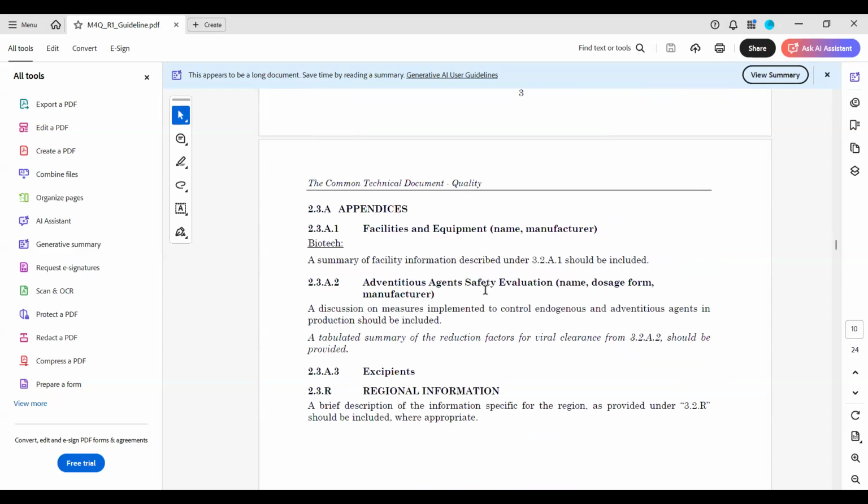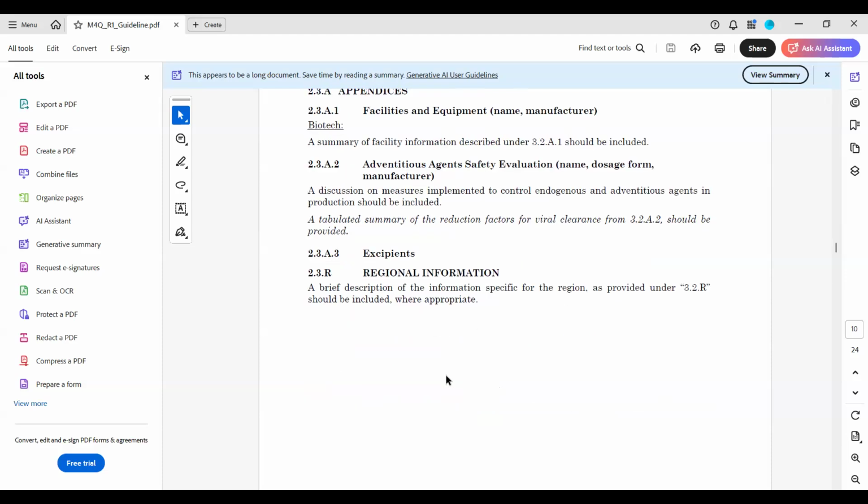Okay, so these were all the sections that are included in QOS. Apart from 2.3.S and 2.3.P, there is 2.3.A, which talks about appendices, wherein we are submitting summaries for facilities and equipment. In biotech, a summary of facility as described in 3.2.A is summarized here. Adventitious agent safety evaluation, you have to provide a discussion of measures implemented to control endogenous or adventitious agents in the production. And lastly, excipients. You have to summarize the excipients that are being used in the drug product manufacturing.